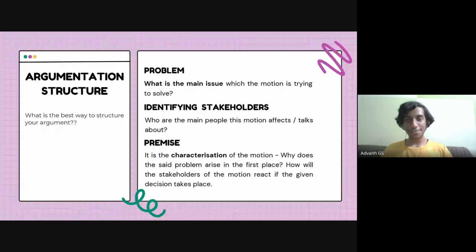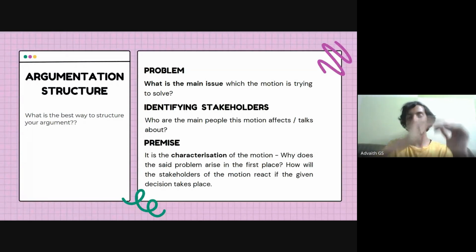There are different ways to form arguments, and the best way is what we've tried to tell you. An argument is like a building. It has multiple stages: you've got the foundation, floors in the middle, and then the penthouse. So I'm going to draw parallels, mapping different parts of your argument to different parts of the structure of a building.